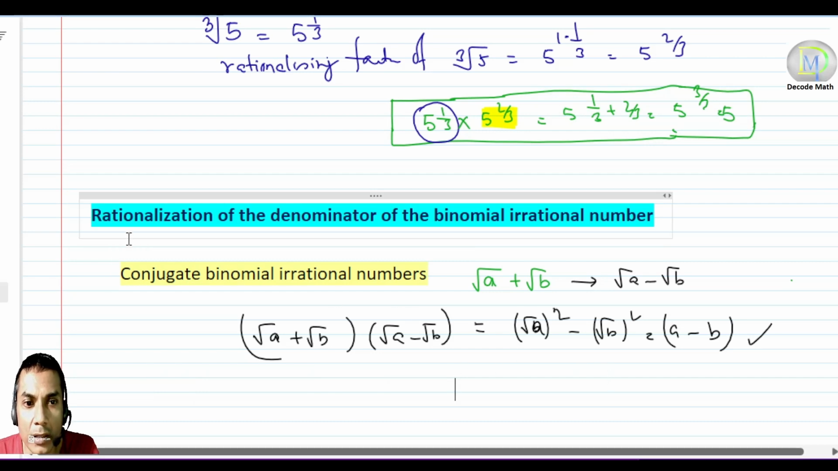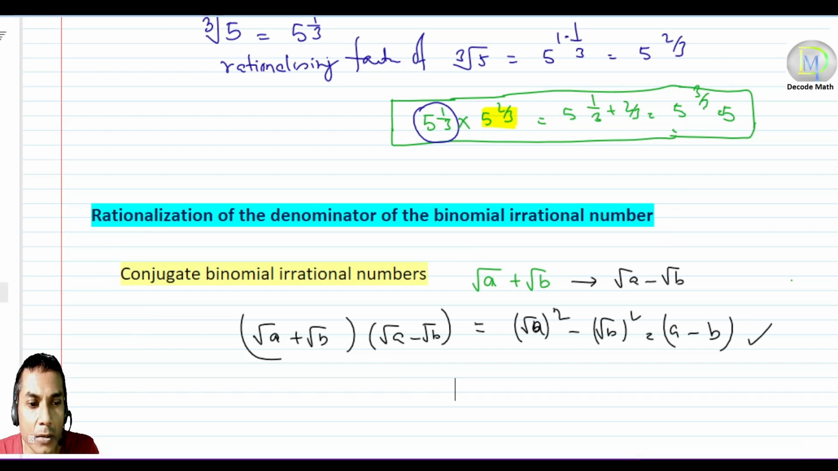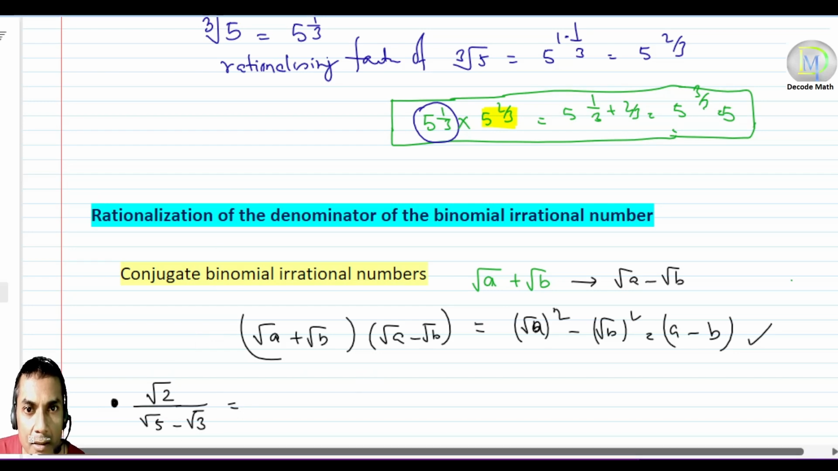So next we learn how we rationalize the denominator. Let's take one example of how we can rationalize this denominator, root 5 minus root 3. To simplify this expression, you have to consider the conjugate of the denominator. What is the conjugate of this binomial irrational number? You have to find it out, then multiply it on both sides. We can do that: root 5 plus root 3.